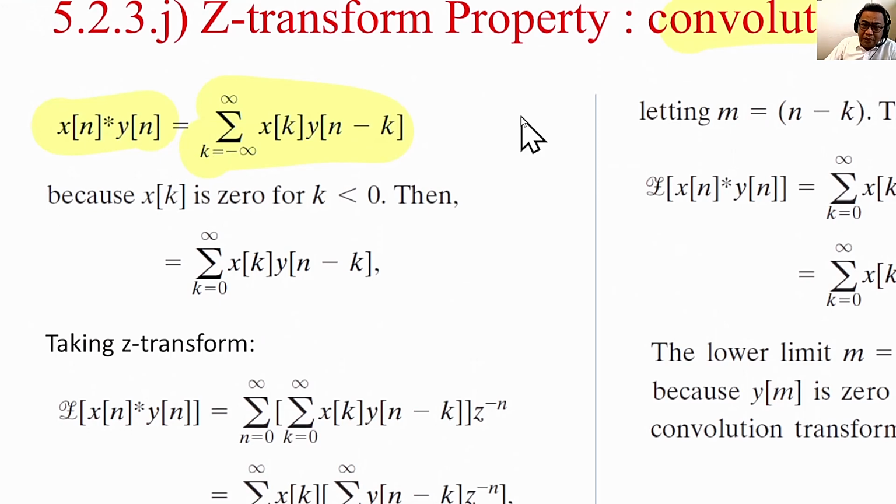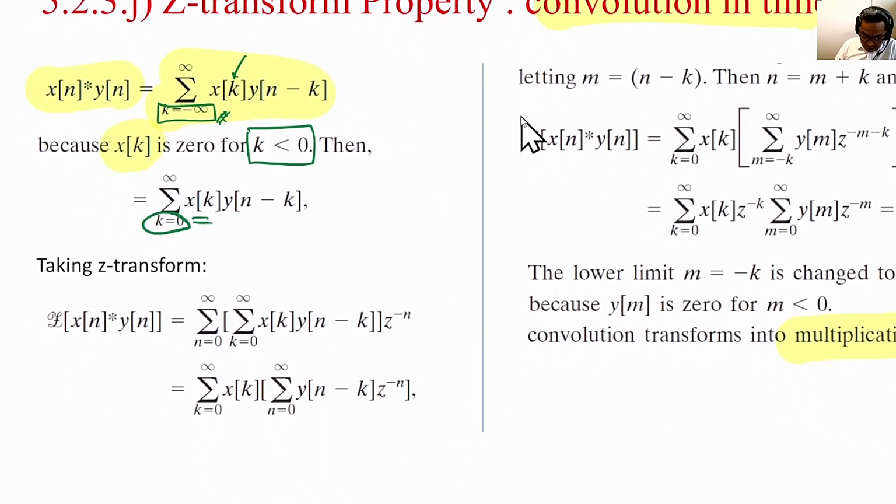We'll assume x[n] and y[n] are causal sequences, so x[k] is 0 for k less than 0. When we assume that, because x[k] is 0 for k less than 0, we are no longer interested in k from negative infinity. We begin with k equals 0 to k equals infinity.